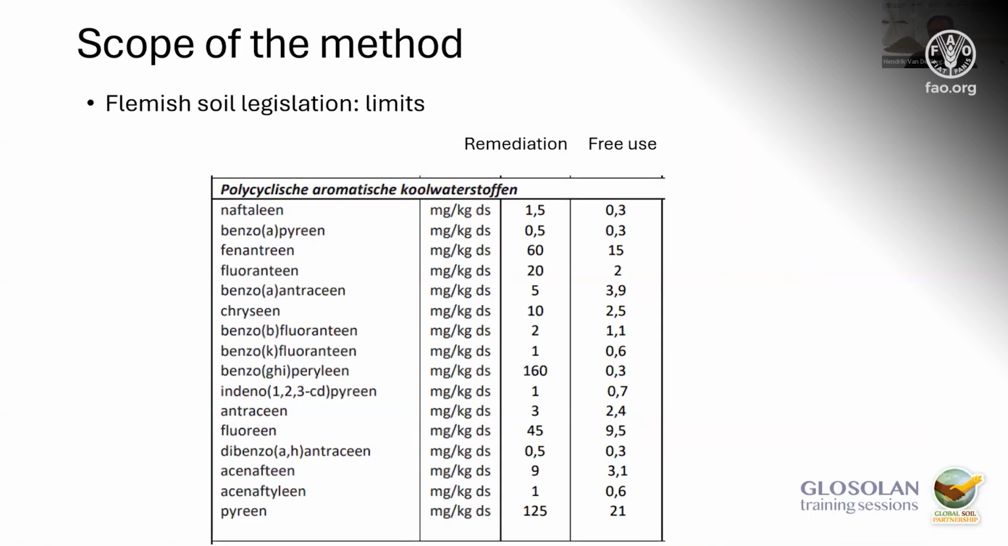In the Flemish legislation, we have limits for these components. Excuse me, because it's in Dutch, but I think everybody can see what I mean. In the first column, you can see the remediation values. That means if we have a polluted soil and we do a remediation, then at the end of the remediation, the concentrations have to be lower than the values in the first column. If the values are lower than the second column, then we can use the soil freely. For benzo[a]pyrene, we have the lowest limit, 0.3, because it's the carcinogenic one.